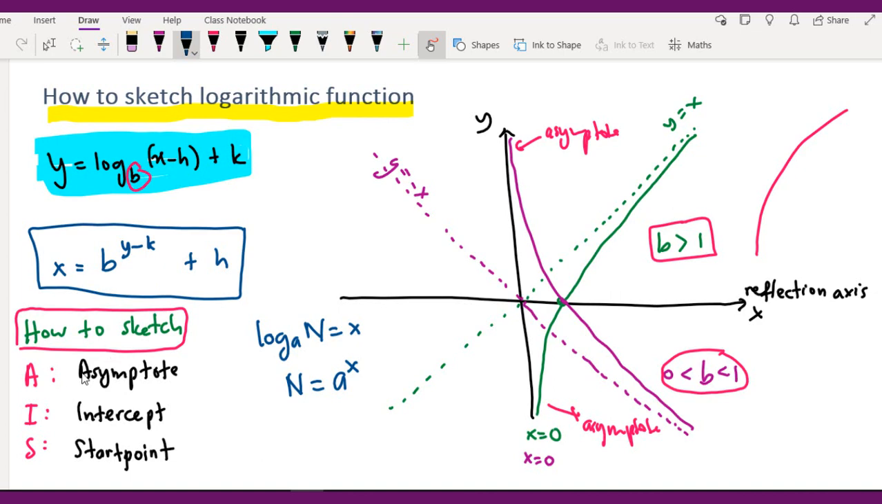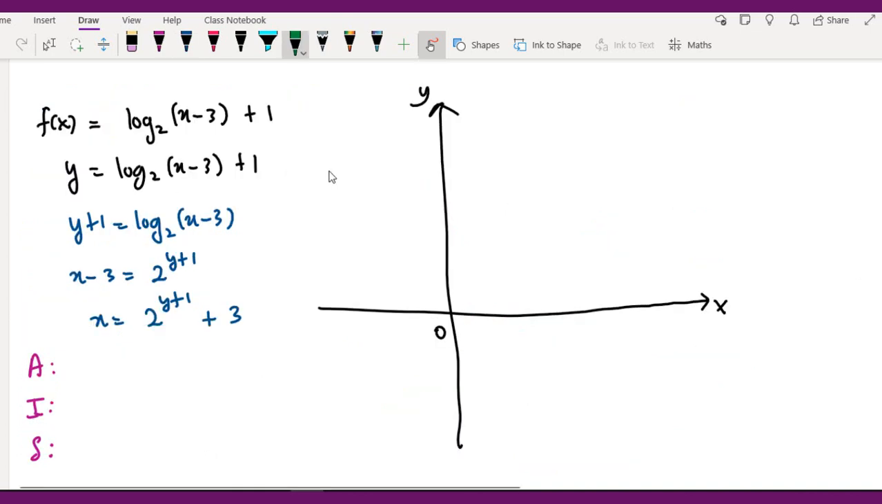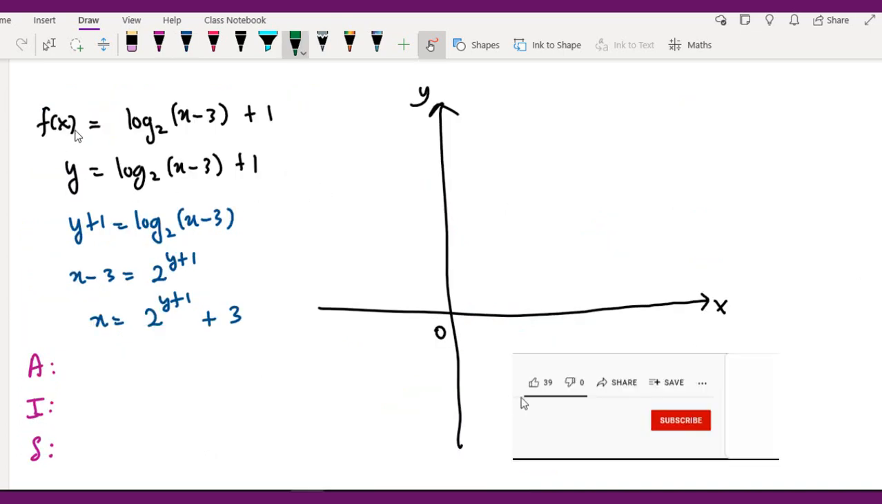To sketch the graph, I follow the acronym AIS. A is asymptote, I is intercept point, S is starting point. We are going to use AIS to sketch the graph for a logarithmic function. Look at the first example. Given the function f(x) equals log of x minus 3 to the base 2, plus 1.